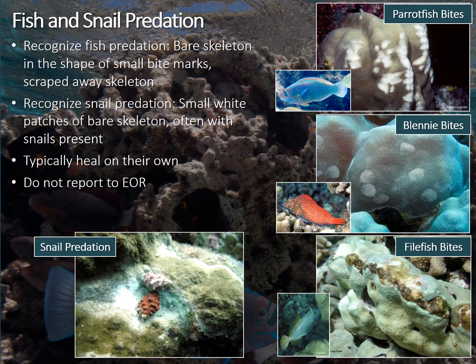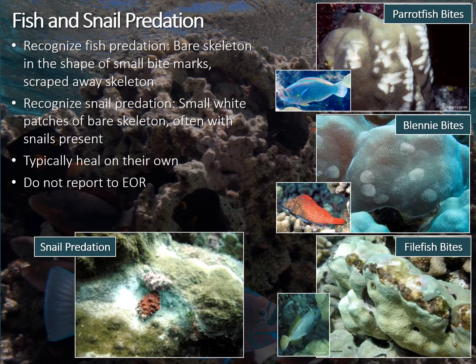What about bare skeleton in the shape of small bite marks? In this case, you are likely seeing fish bites or fish predation on corals. Parrotfish, blennies, and filefish can leave a distinctive feeding scar as they take small bites of coral tissue.